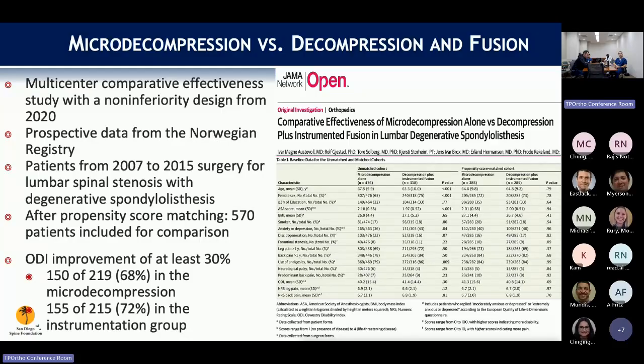And after matching, 570 patients were included for comparison with the goal of ODI improvement of at least 30%. They ended up finding that 68% of patients improved in the microdecompression group and 72% in the instrumentation group had improvement. So what does that mean clinically?